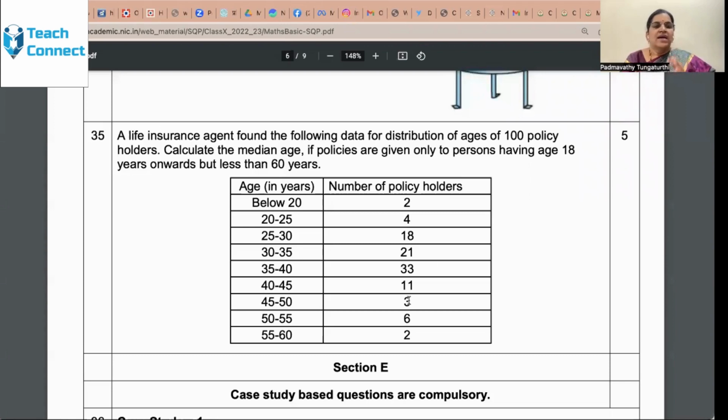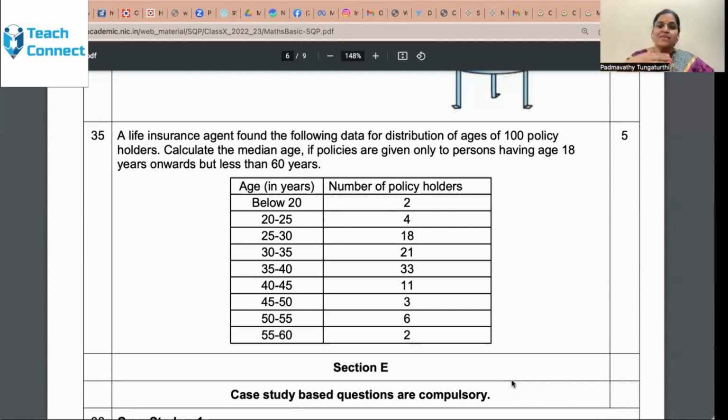Now, a life insurance agent. The child should know what's a life insurance, why they take life insurance, how many years. That means anybody can take life insurance, right? From below 20 to 60. The child should know that there is life insurance even for them. Below 20. How many people, see, who has taken the maximum between 35 and 40?